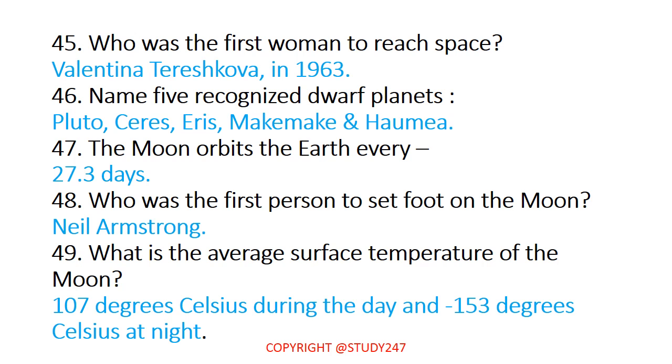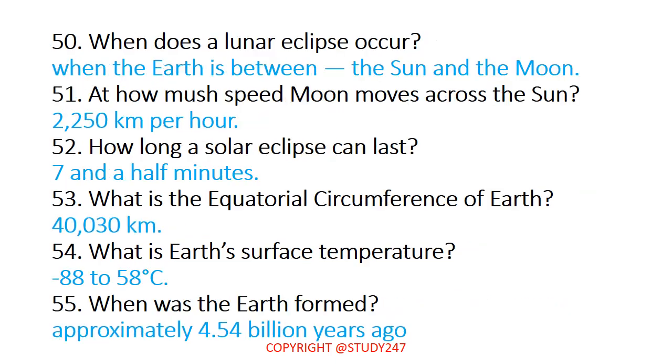Who was the first person to set foot on the moon? That is Neil Armstrong in the year 1969. What was the average surface temperature of the moon? About 107 degrees Celsius during day and minus 153 degrees Celsius night. When does a lunar eclipse occur? When Earth is between the sun and the moon.